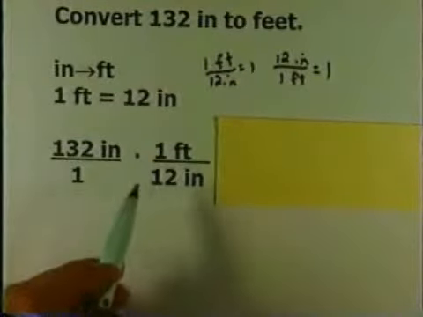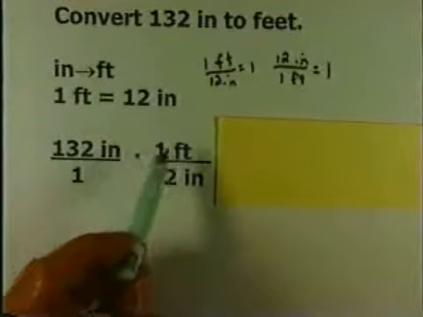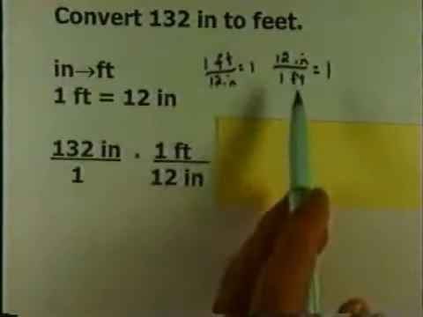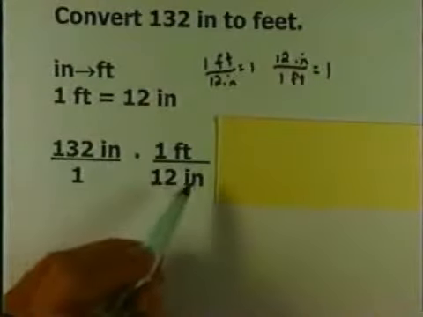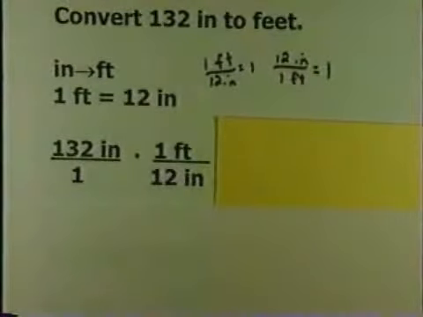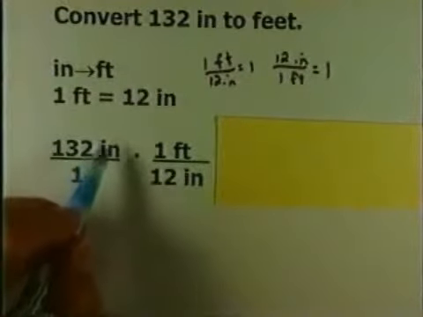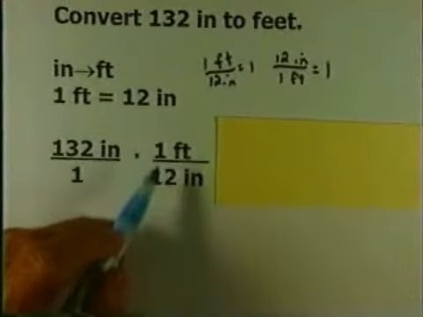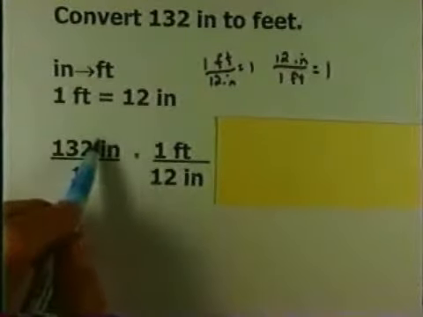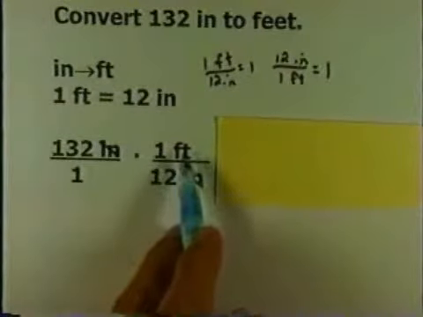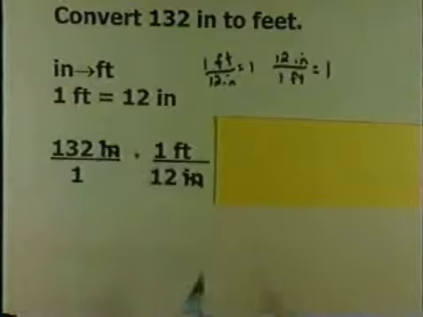But I don't want the answer to be remaining inches. I want to convert the answer to feet. So the way to determine which of these two to use is to cancel out inches and be left with feet. So I'm trying to cancel inches and be left with feet. Well, I can cancel any numerator with any denominator. So by putting the 1 foot on top, the 12 inches on the bottom, I can cancel the inches, and I'm left with feet. Now that's what I call unit analysis.